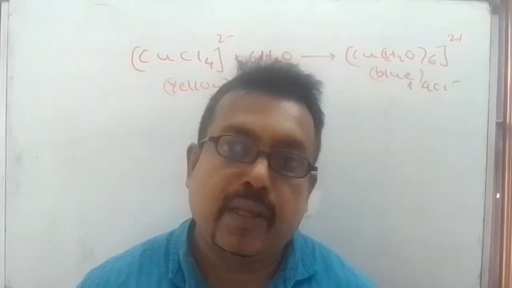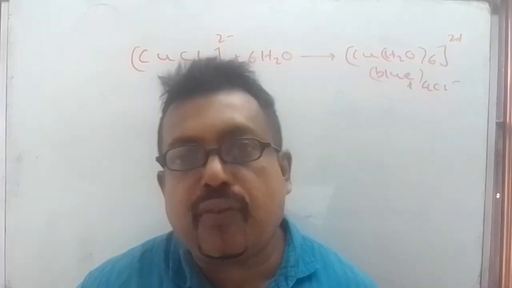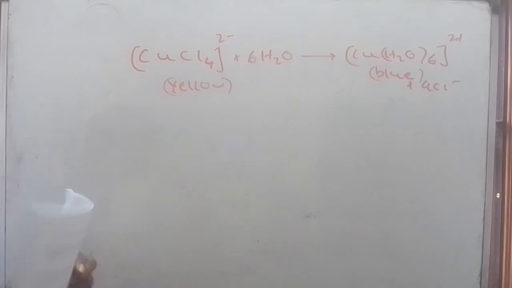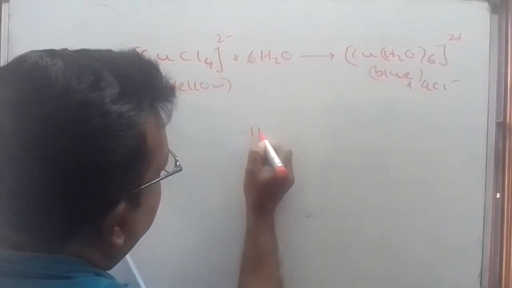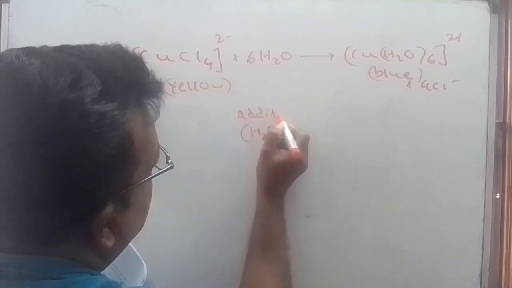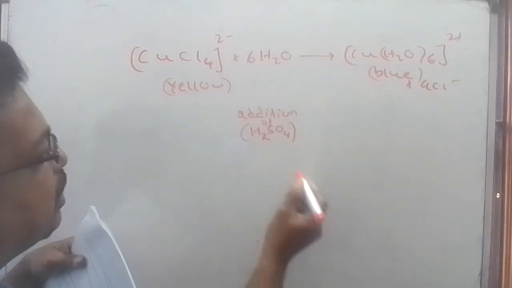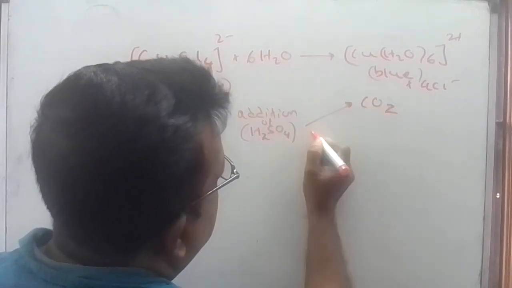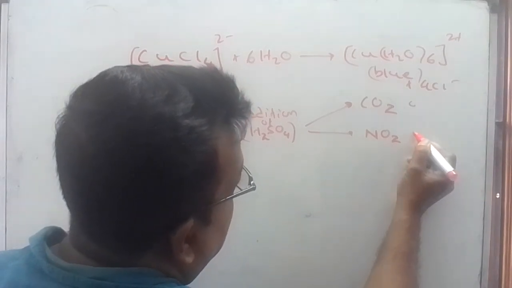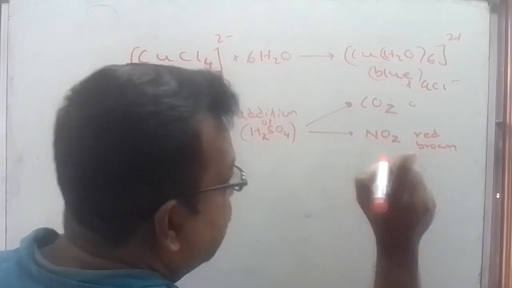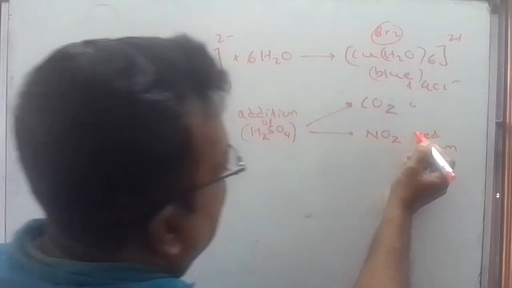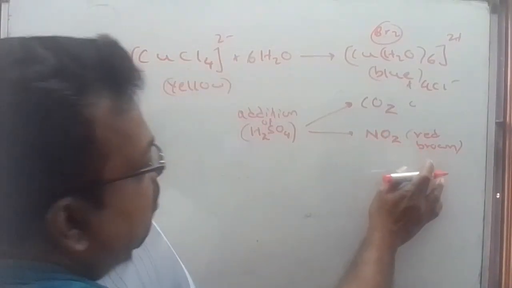Right. Here, you need to know what kind of gases can be evolved upon the addition of sulfuric acid. The possible gases upon the addition of dilute sulfuric acid are carbon dioxide, which is a colorless, odorless gas, and nitrogen dioxide. This is the only red-brown gas we know. One of the red-brown gases, the other one is Br2, but Br2 can't evolve upon the addition of sulfuric acid. Nitrogen dioxide also has a pungent smell.